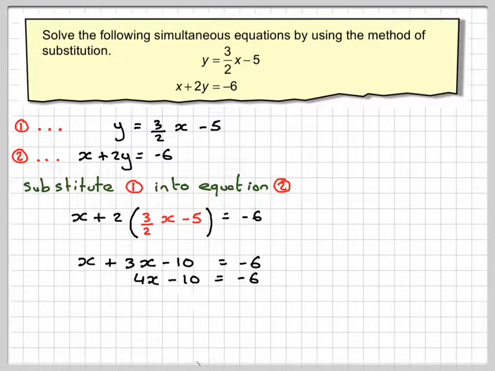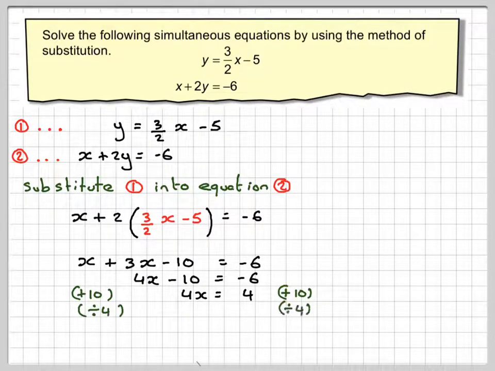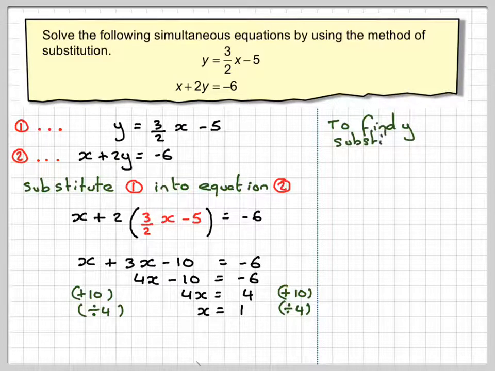The opposite of subtracting 10 is to add 10 to both sides, so here we just get 4x, and on this side we're going to get minus 6 plus 10, which gives me 4. Then we're going to divide both sides by 4, and we get x is equal to 1. Now, in order to find y, what we need to do is substitute back into number 1 or number 2. Let's just substitute into number 1.